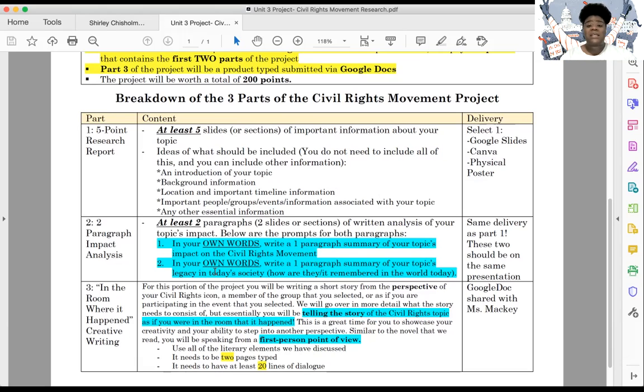The second part of the project is what we did on Wednesday on Google Classroom. Okay. If you did the assignment on Wednesday, you are halfway there, and you should be good to go. Essentially, for part 2, you're doing an impact analysis. Your impact analysis is where you're going to have 2 paragraphs, at least 2 paragraphs.